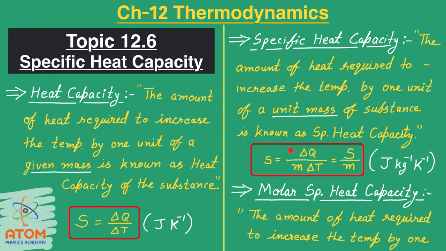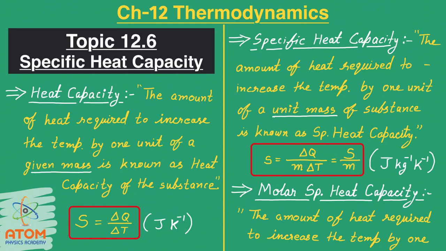So this is specific heat capacity, and here delta Q upon delta T is capital S already, that means heat capacity, and so it is capital S upon m. So specific heat capacity is heat capacity per unit mass, that also we can say. I repeat, specific heat capacity is heat capacity per unit mass.